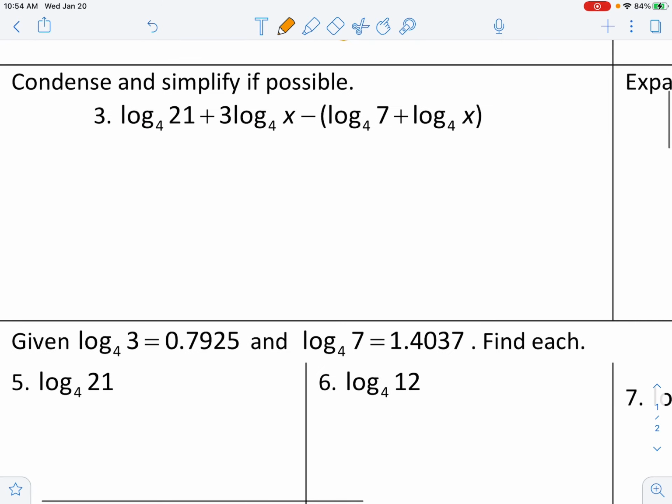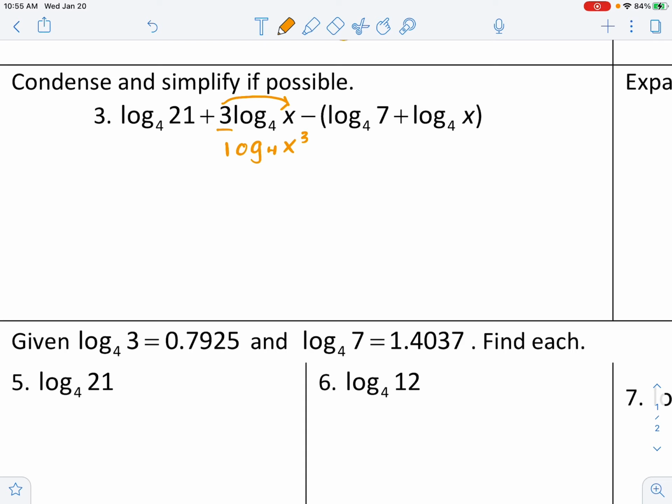All right, let's look at number 3. In number 3, we are condensing and simplifying when it's possible. So the first thing here, I'm going to get rid of any coefficients of the log. So remember, if a log has a coefficient, it becomes the exponent inside that log. So this one just changes to log base 4 of x cubed.